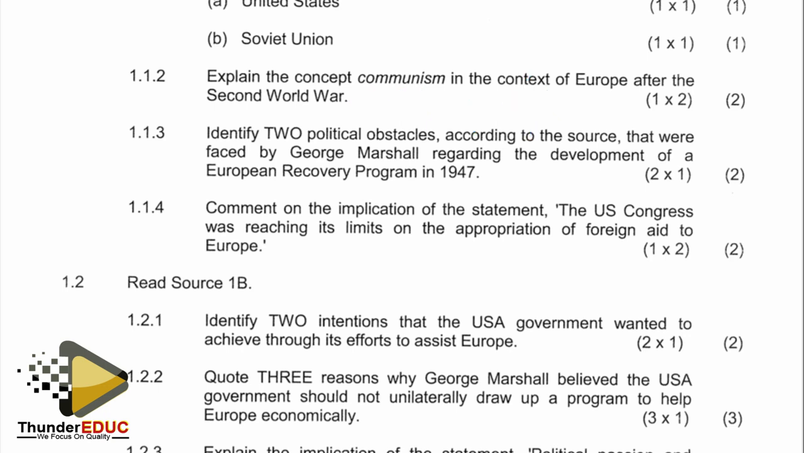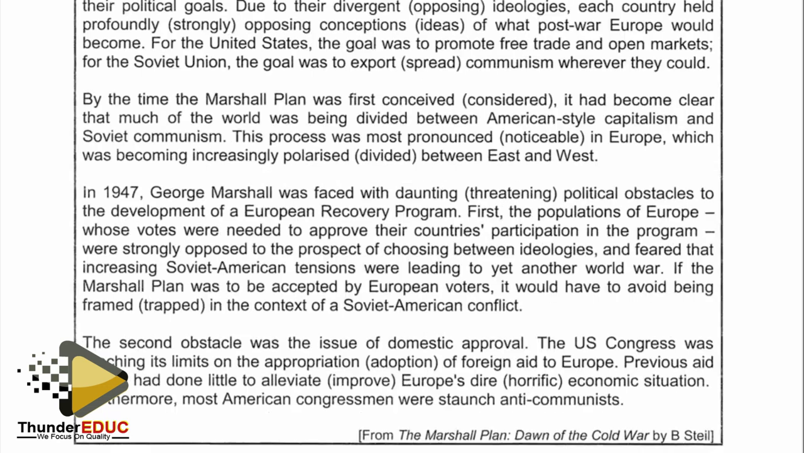The next question says, give 2 political obstacles according to the source that were faced by George Marshall regarding the development of a European recovery plan in 1947. Right. If we check our source, we try to figure out where we get the obstacles. Right. We want 2 obstacles that were faced by Marshall as he wanted to implement his plan to help countries of Europe recover from the implications of the Second World War.